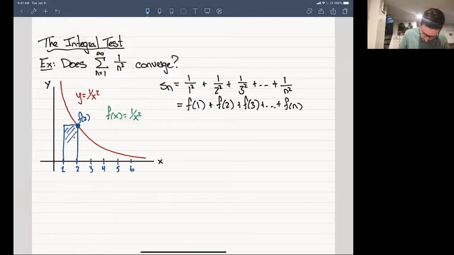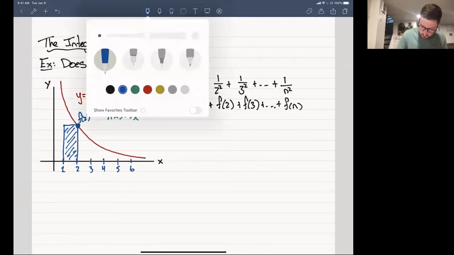Here's a rectangle that lies directly underneath this curve. And so you can see that the area underneath the curve from 1 to 2 is larger than the area in my rectangle. But that means that the area in my rectangle is just the base, length 1, times f of 2. So maybe let's put this in a different color so we can see it nicely.